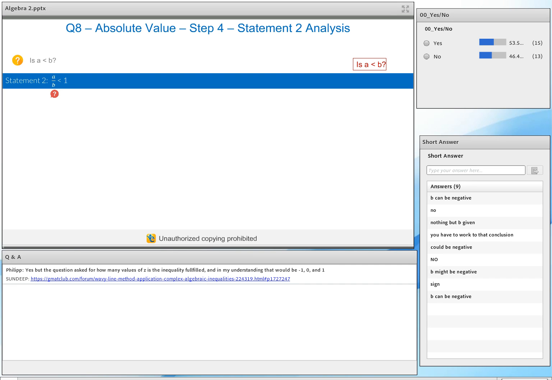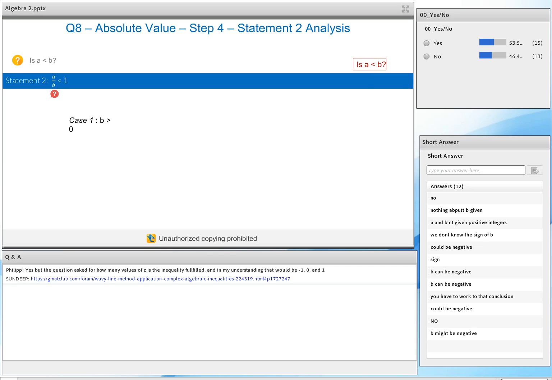So for those of you who are saying yes, and quite a few of you are saying yes, you forgot that rule that you cannot simply multiply both sides. If you're multiplying both sides of the inequality by a negative number, then the sign of the inequality will change, which means that you cannot simply say A by B is less than 1, so A is less than B. You don't know anything about B.